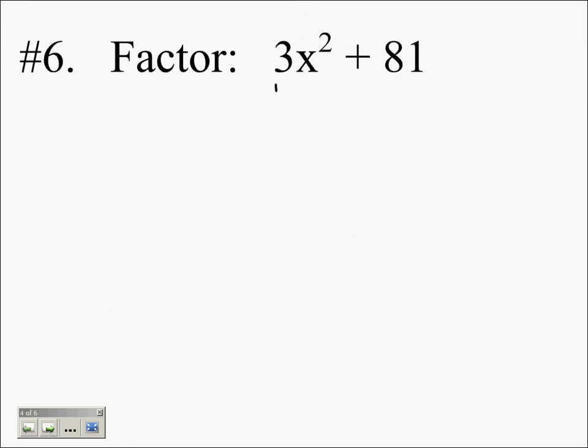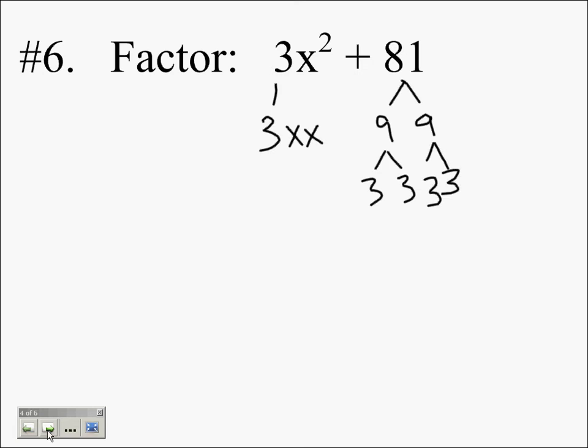Okay, GCF means we just use our factor tree. So I have 3 and then 2 x's. 81 gives me 9 and 9, 3, 3, 3, 3. Now you're going to look for things that you share in common. You see that they both have a 3, so you cross it off in both, write it down once. You notice that there's nothing else in common, so you're going to put what's left in your parentheses.